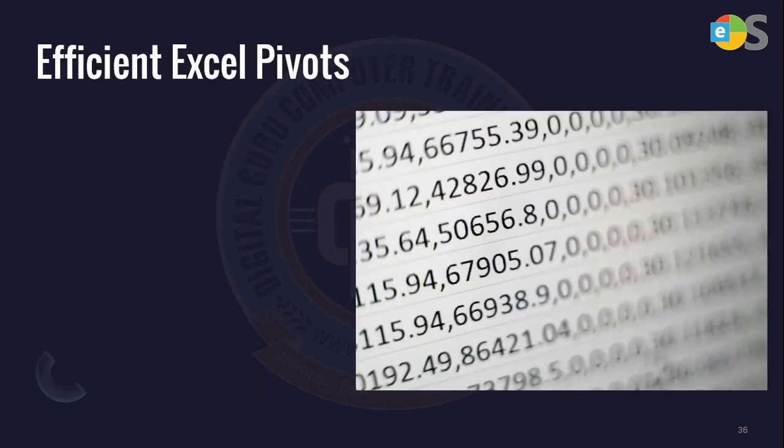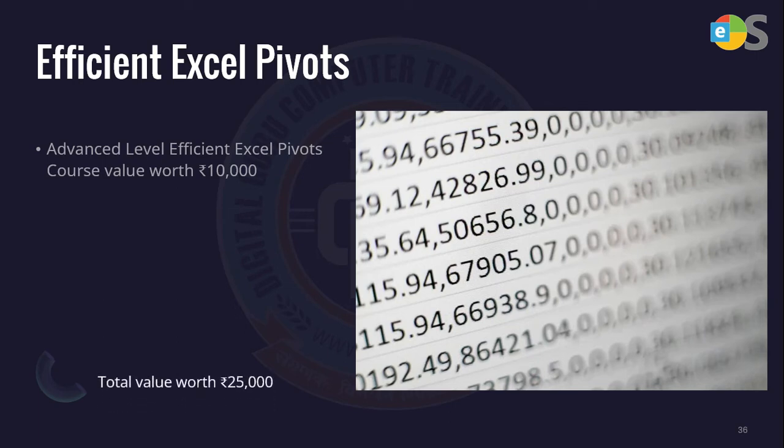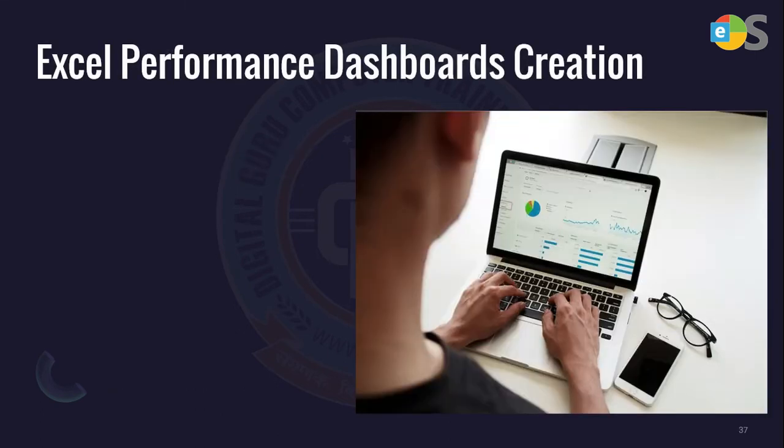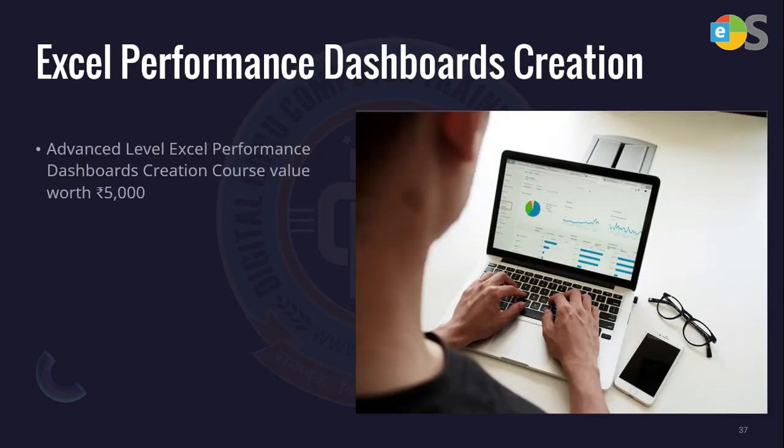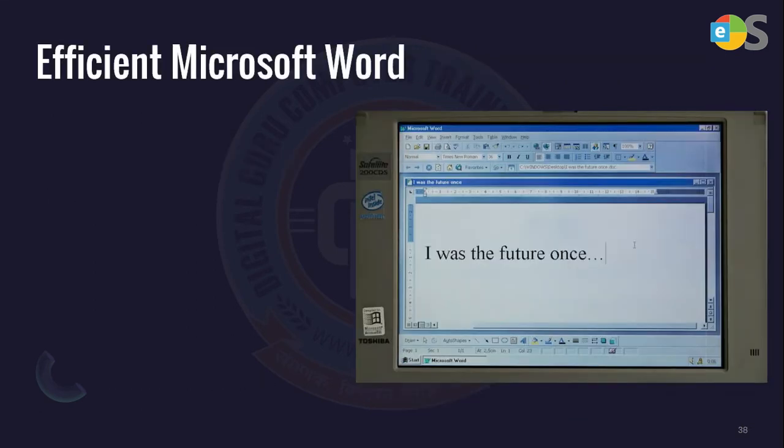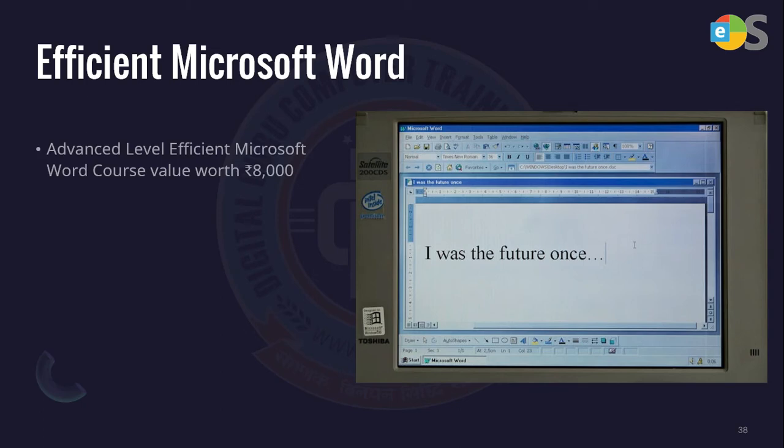We will also learn advanced level efficient Excel pivots, which is of value worth 10,000 rupees. This takes the total course value to 25,000 rupees. Next, we will learn advanced level Excel performance dashboards creation, which is of value worth 5,000 rupees. With this, our total course value comes to 30,000 rupees. We will also learn advanced level efficient Microsoft Word, which is of value worth 8,000 rupees. And that takes our course value to 38,000 rupees.